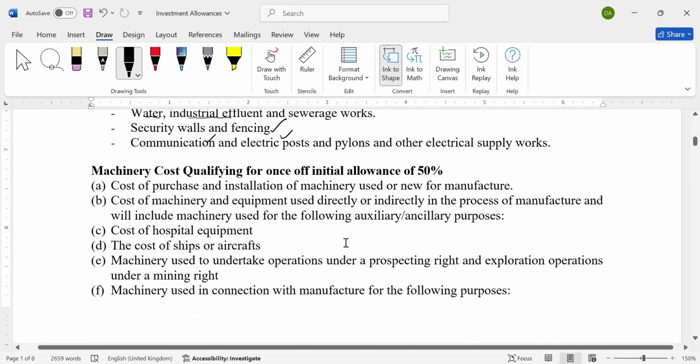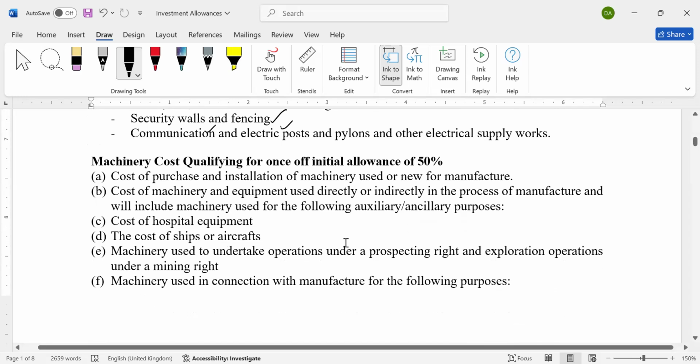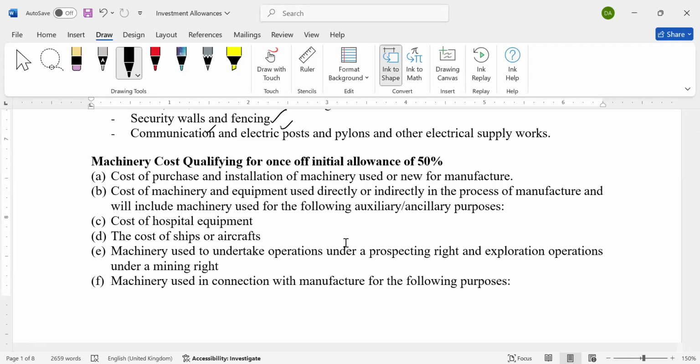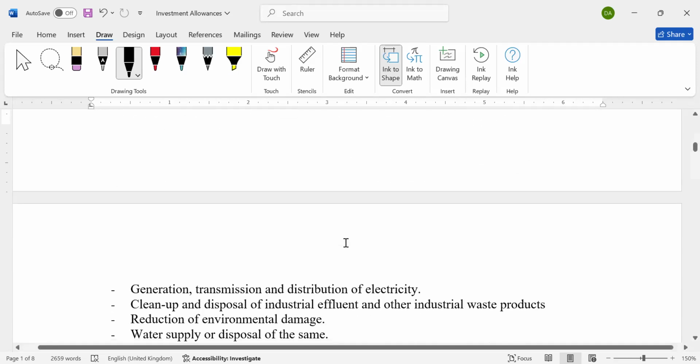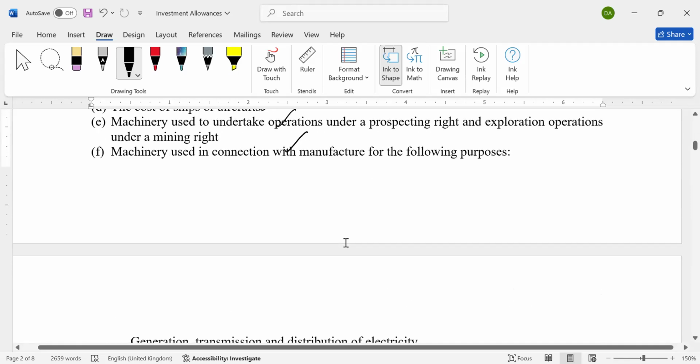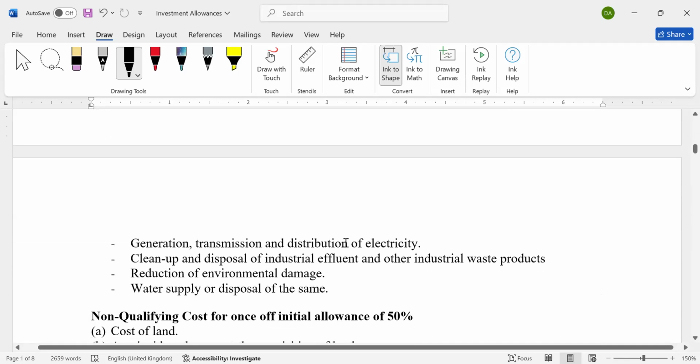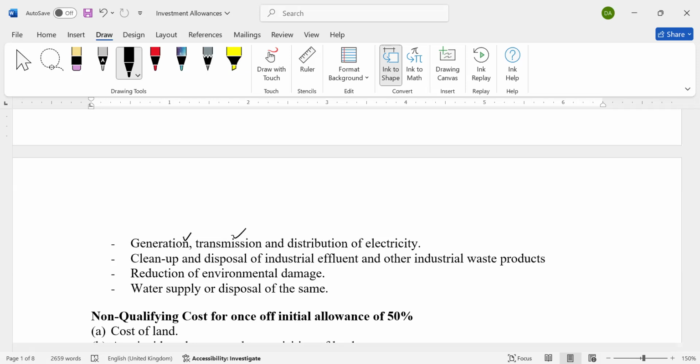Then we have machinery. I've talked about machinery, which includes installation of machinery for manufacturing, machinery or equipment. So I've talked about manufacturing, then hospital equipment, ships or aircraft, machinery used to undertake operations under prospecting or exploration, machinery used in connection with manufacture, which includes generation, transmission, and distribution of electricity, cleanup of industrial waste, reduction of environmental damage, water supply.